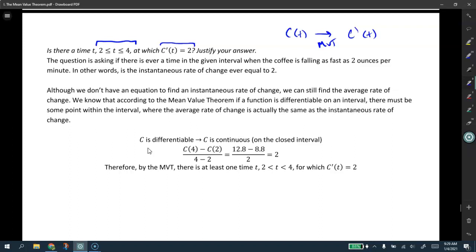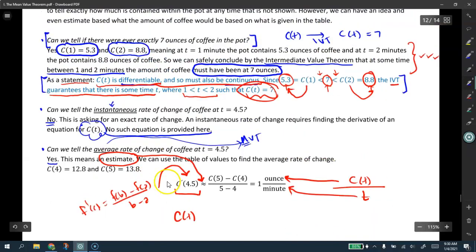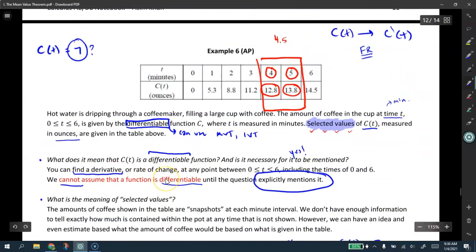Well, the question is asking if there's ever a time in the given interval when the coffee is falling as fast as 2 ounces per minute. In other words, is the instantaneous rate of change ever equal to 2? That's essentially what they're talking about. So we have to go back to our interval and look at from 2 to 4, because that's the time they were interested in. Look at 2 and look at 4.